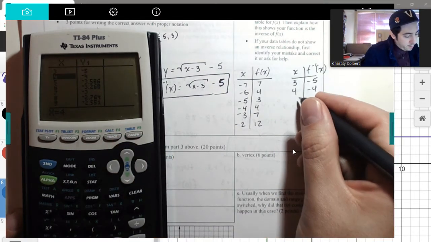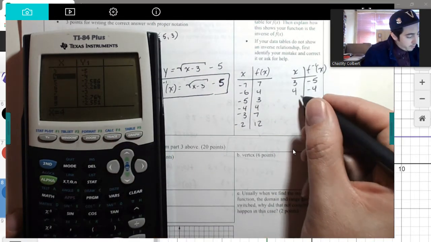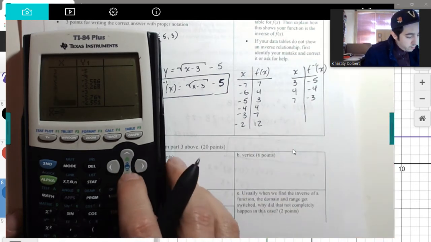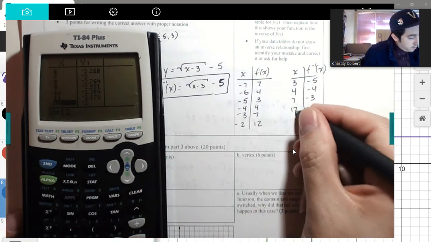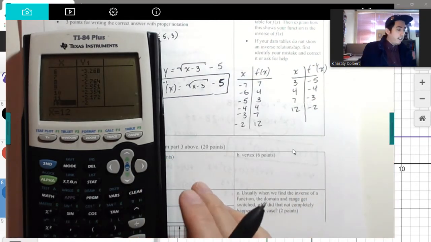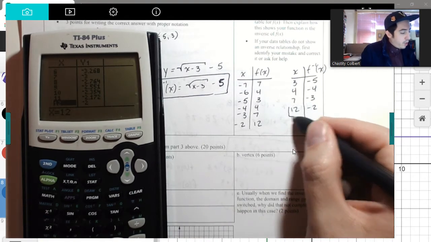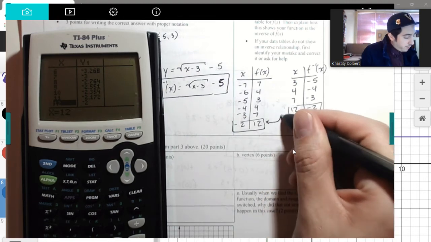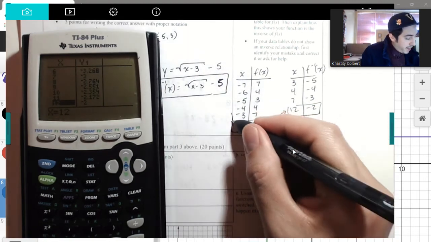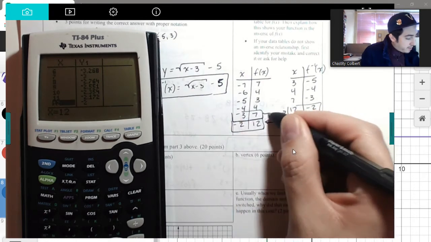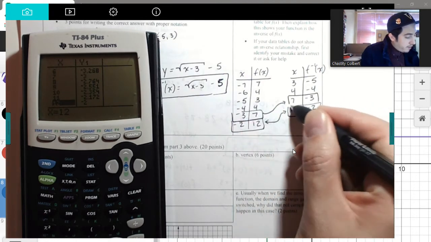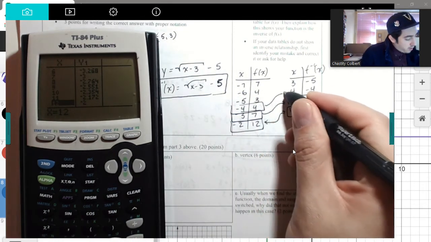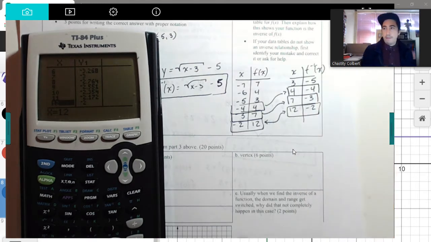We'd also have, let's go 7, -3. Let's look at 12. Let's double check 12. 12, -2. That's enough really for me to prove that. So notice here, you have a point at 12, -2, and here you have a point at -2, 12, right? These are inverses of each other. You have a point at -3, 7, and you have a point at 7, -3. Those are inverses of each other. -4, 4, and 4, -4. Those are inverses of each other.